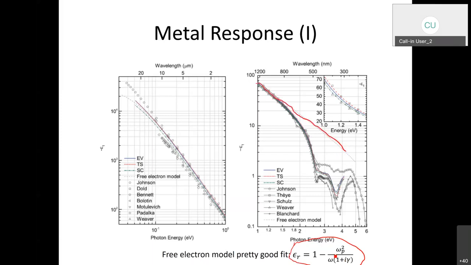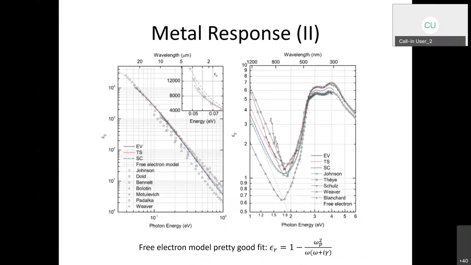But essentially we can look at the permittivity of a metal and describe it with this formula, where the plasma frequency is related to the electron density and gamma is the scattering rate of the electrons. And here we have the imaginary part, which is also fit with this free electron model. Again, the agreement is really good in the infrared and the red part of the spectrum. As you move more to the blue and green part of the spectrum, you get some deviations there. But in the infrared, certainly the free electron model is very good to describe this.